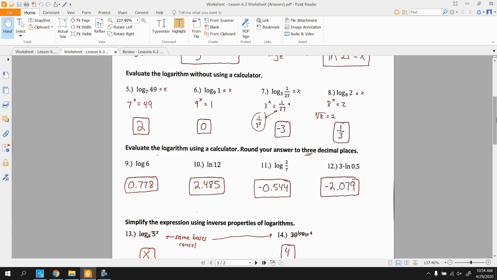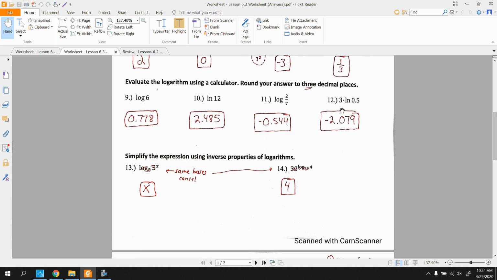9 through 12 was just calculator practice. This last one involved 3 times the natural log of 0.5. So just make sure you do this part first, times 3.